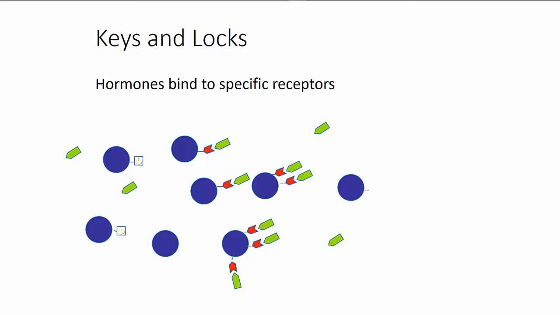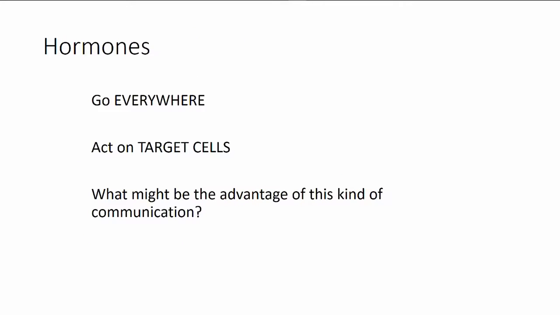When the key and lock combination come together, when the endocrine hormone and receptor come together, it changes the activity of the cell. For example, the hormone glucagon will fit into a receptor on the liver cell to signal the cell to release glucose. So hormones go everywhere. They act on target cells, cells that have receptors for the hormone. What might be the advantage of this kind of communication compared to the nervous system?